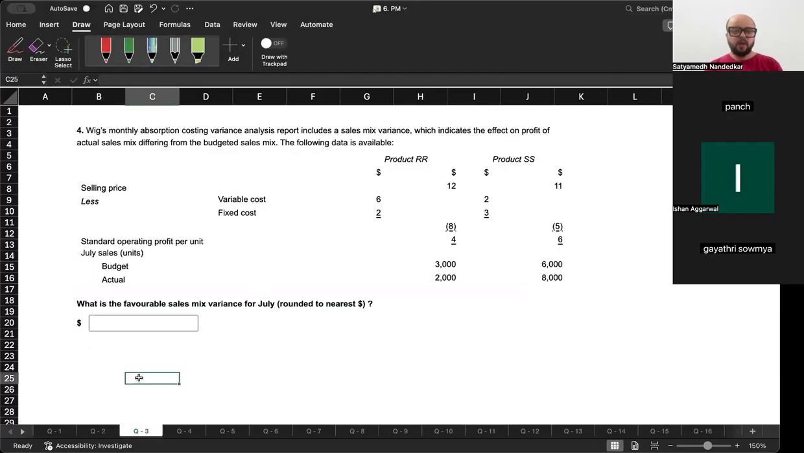Now, what is the favorable monthly sales mix variance? WIG's monthly absorption costing variance analysis report includes a sales mix variance, which indicates the effect on profit of actual sales mix differing from budgeted sales mix. The following data is available: selling price less variable cost less fixed cost, standard operating profit per unit, budgeted sales, actual sales are given to you. Now, can you tell me how do we calculate sales mix variance?